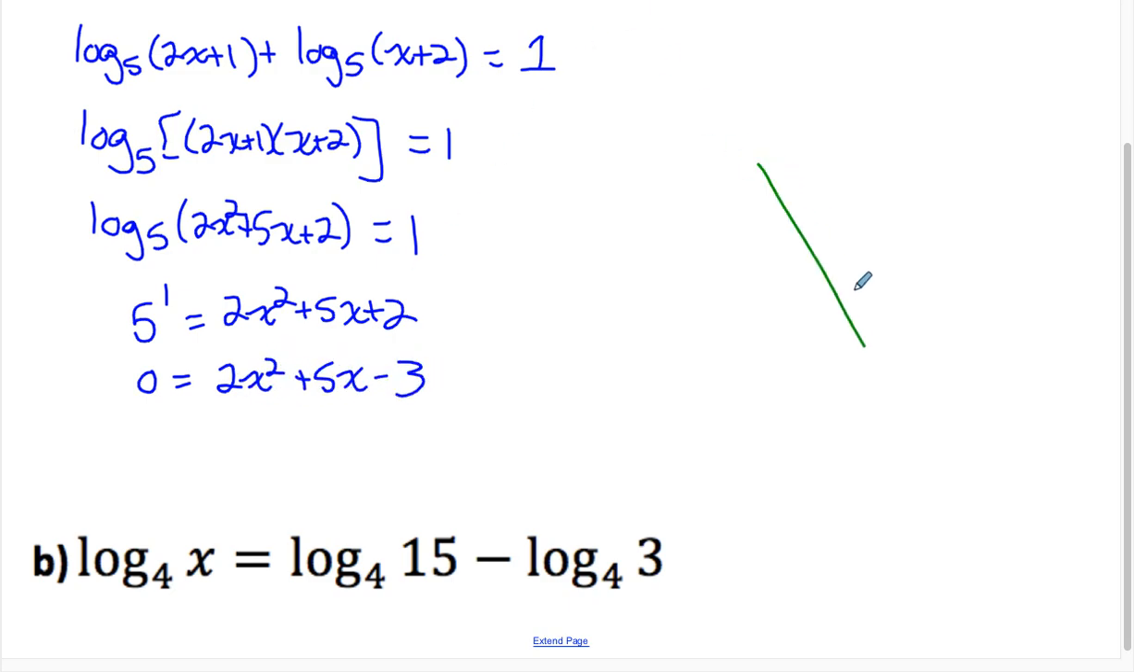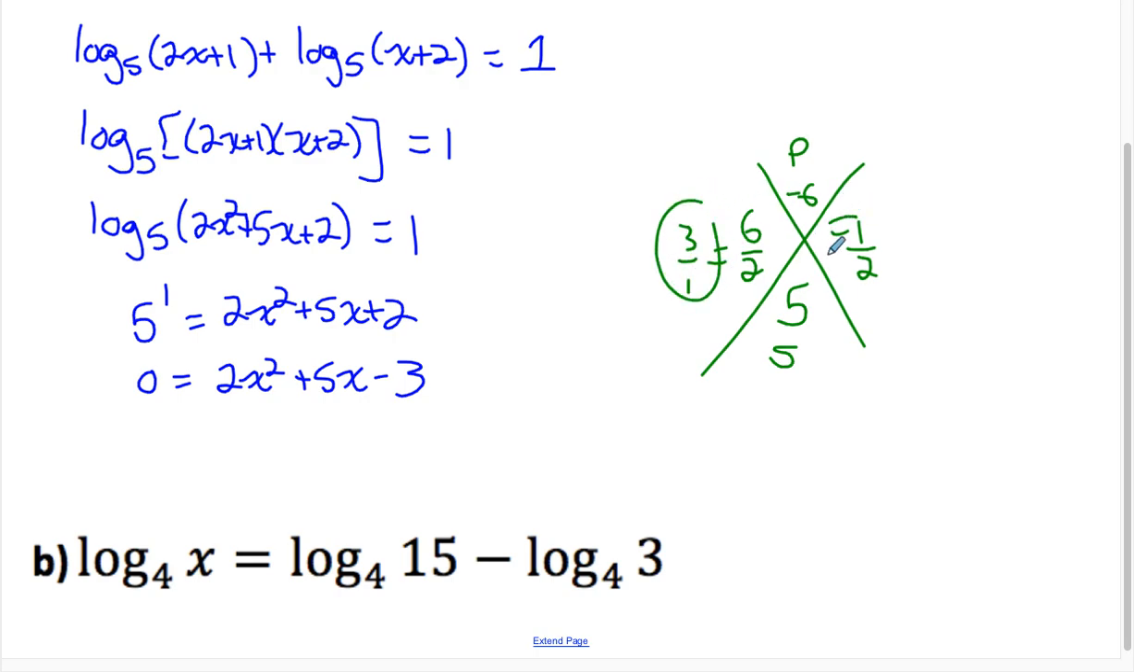And to solve this, I'm just going to quickly use the x shortcut. Product of a times c, that's negative 6. Sum of b, that's 5. So the numbers that work for this are 6 and negative 1. Divide them both by 2. Reduce this to 3 over 1. And my factors are 1x plus 3. And once again, you could factor by grouping here. I'm just using a shortcut. And the other factor is 2x minus 1. Set both of those to 0 and solve. If I set this to 0, I'll get x equals negative 3. Set this to 0, I get x equals a half.